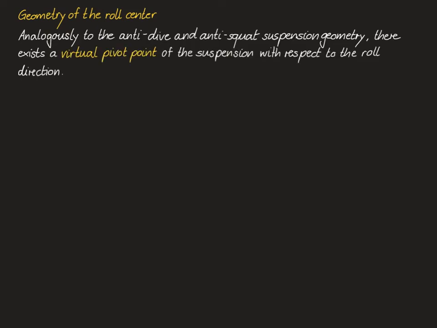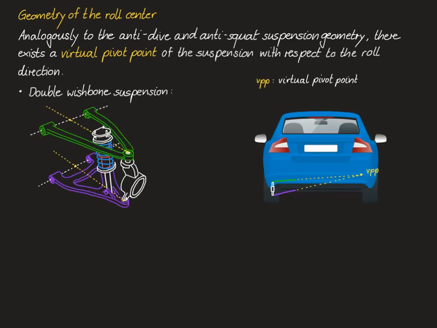As the last topic in this video, let's look at the geometry of the roll center. In fact, this topic is very similar to the anti-dive and anti-squat suspension geometry that we have considered in the previous video. So, analogously, there exists a virtual pivot point of the suspension with respect to the roll direction of the vehicle. In the following, we show how the virtual pivot points and the roll center are constructed by using example suspensions for which all of these points are kinematically well defined.